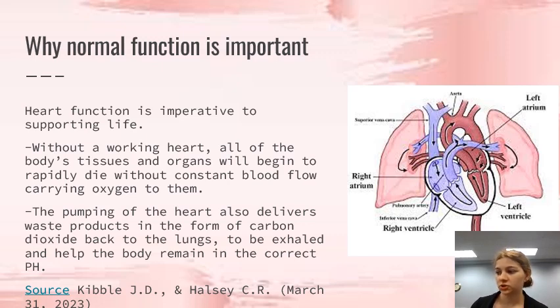Aside from delivering oxygen to the body, the pumping of the heart also delivers waste products where they need to go to be expelled from the body. For example, the heart pumps carbon dioxide to the lungs to be exhaled, and it also helps maintain normal body pH by doing so. And this is how homeostasis of pH is kept within the body.